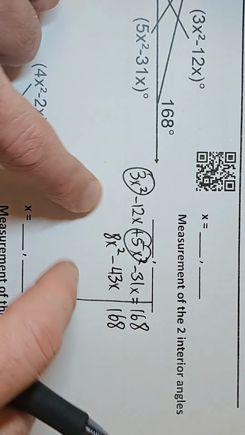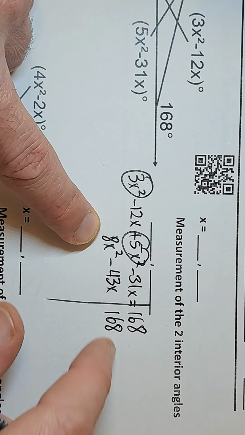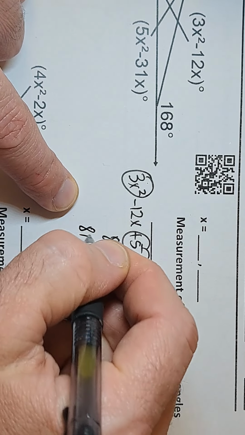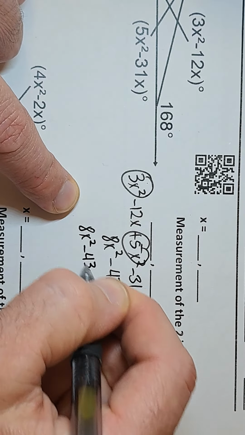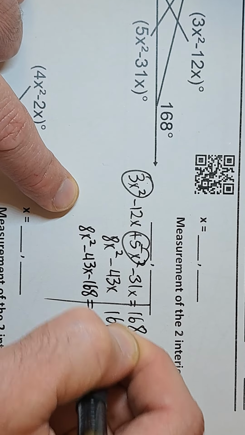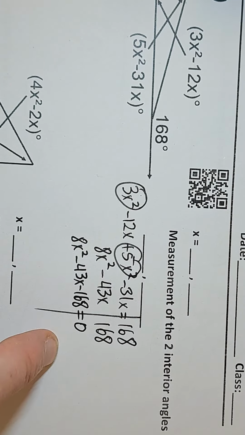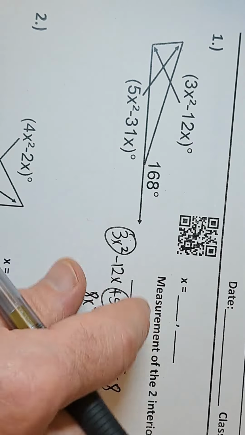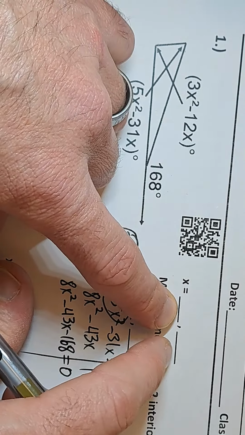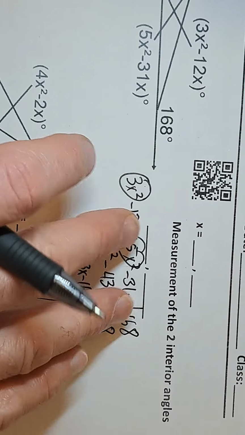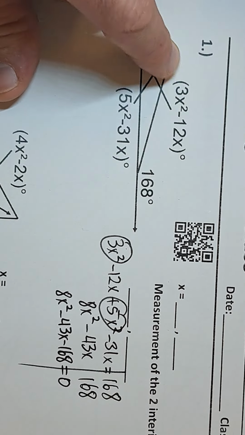So this is a quadratic. I'm not going to be able to just straight away solve for x, so I need to move the 168 to set this up to find zeros. So minus 168 equals 0. And so I'm going to graph that, look for the zeros, see where it crosses the x-axis, then plug those in and see which one gives me reasonable measurements for these angles over here.